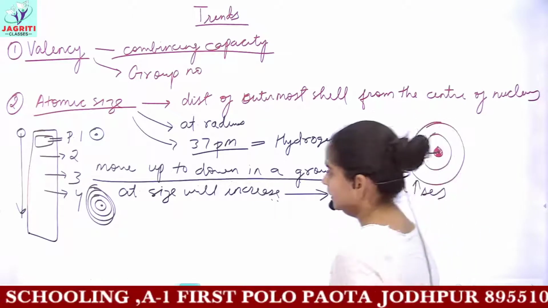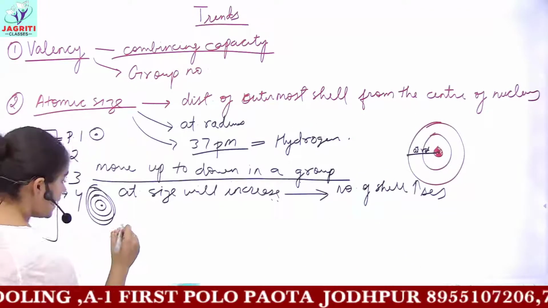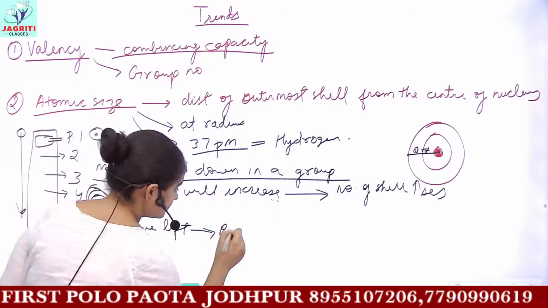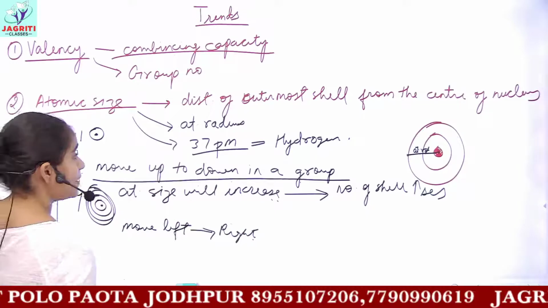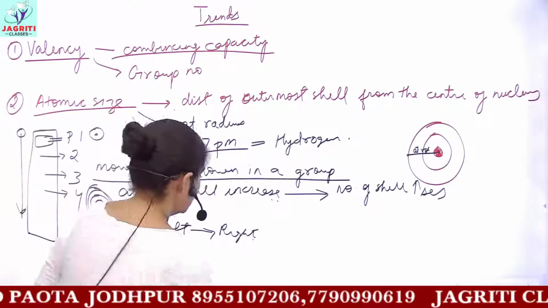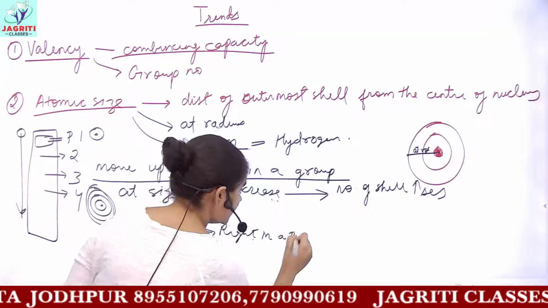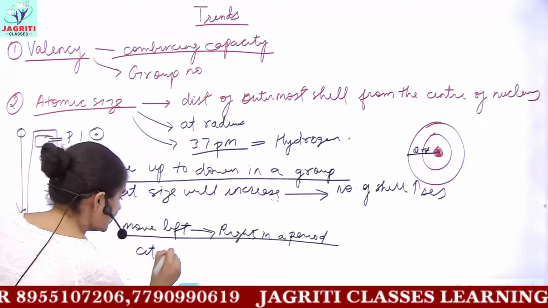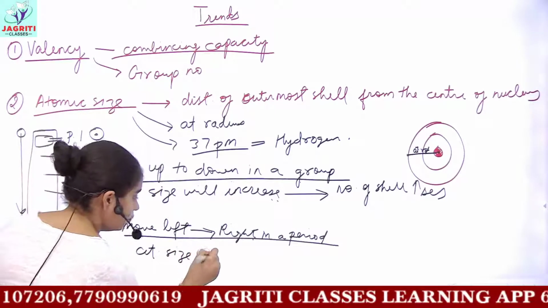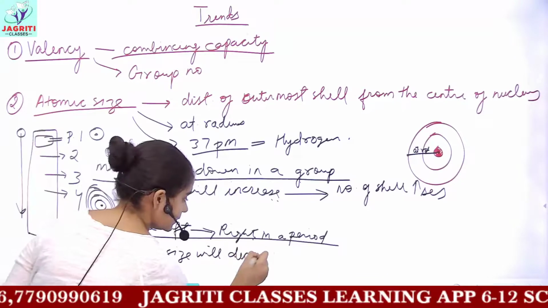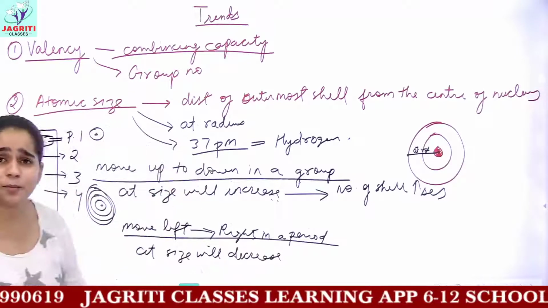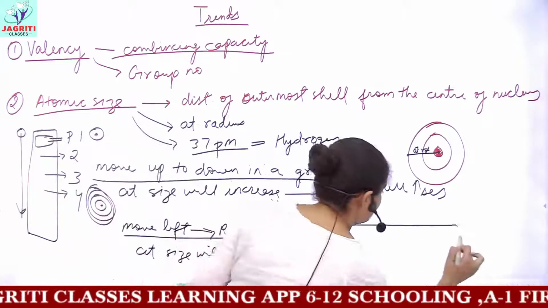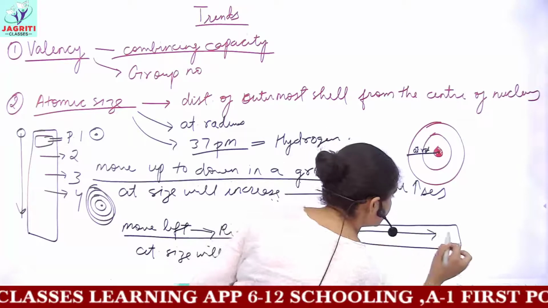But if I move from left to right, meaning I am moving in a period, left to right in a period, then what would be observed? This atomic size will decrease. And why so? Why will atomic size decrease if I move from left to right? Like I am moving from this element to this element.